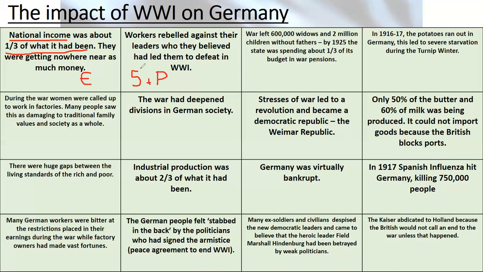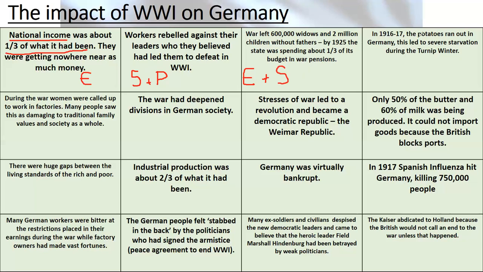Okay. The war left 600,000 widows and 2 million children without their fathers. By 1925, the state was spending about 1/3 of its budget on war pensions. I mean, again, this links to money. This is economy. And also the fact that so many people were left widowed, and children were left without fathers, this has definitely got to be social as well.